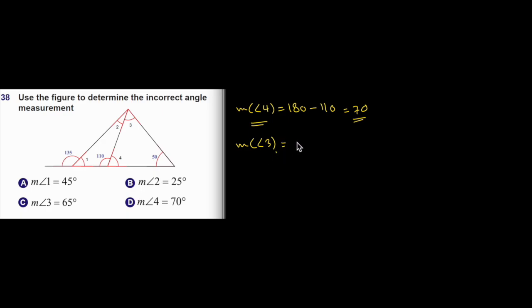Measure of angle 3 will be 180 minus the sum of 50 and 70. So it will be 180 minus 120, which equals 60. So measure of angle 3 equals 60, and in the answers we have measure of angle 3 equals 65. So the measure of angle 3 is incorrect, so the answer is C.